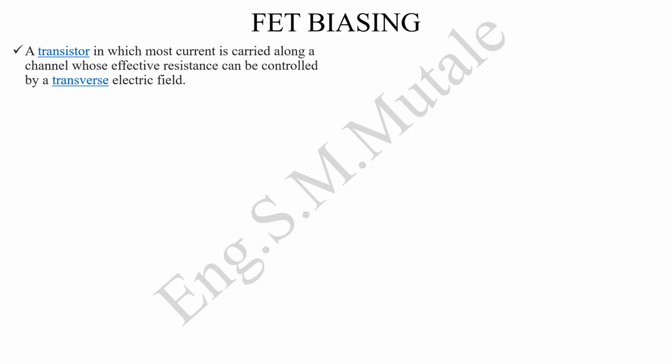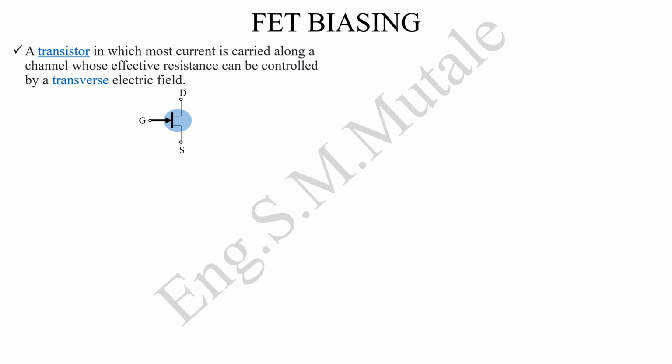For this one, my concentration is specifically biasing, not really what they are. By definition, a field effect transistor is a transistor in which most current is carried along a channel whose effective resistance can be controlled by a transverse electric field. A FET looks something like this. There are three terminals: the drain, the gate, and the source. So this is a field effect transistor.